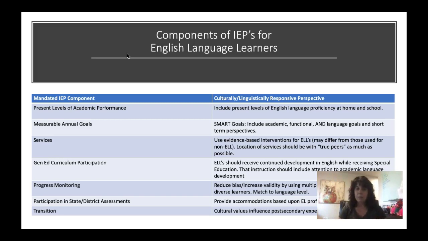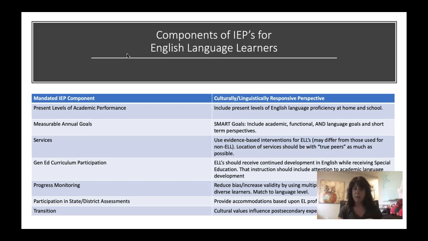When we think about progress monitoring, we want to make sure that we're reducing bias and increasing validity by including multiple sources that are designed for use with diverse learners. In the textbook, there are a lot of examples of what I mean here, so it's important to take a look and understand. And also that website that I gave you in the module is going to give you a lot of great examples as well. You want to make sure that you're matching all of this progress monitoring to the student's language level, and also the parents' language level.